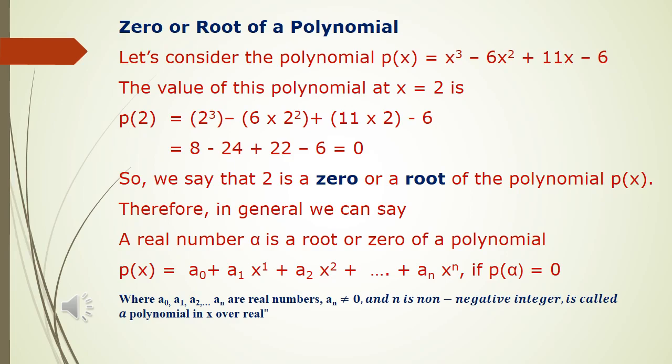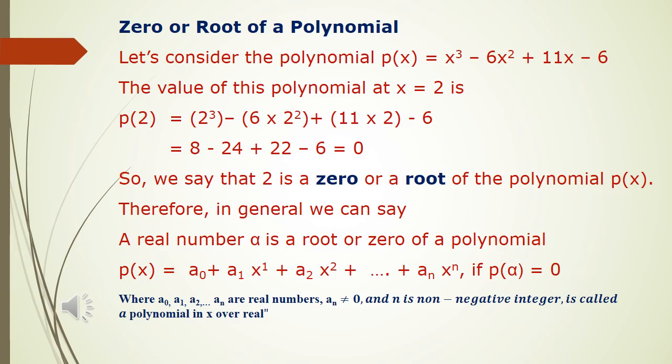Here we get 0 for the given polynomial by substituting x with 3, because 2 and 3 are factors of the constant term of the given polynomial, and that is 6. In general, we can say a real number alpha is a root or 0 of a polynomial when in the polynomial it is replaced, finally, the answer we get is 0.